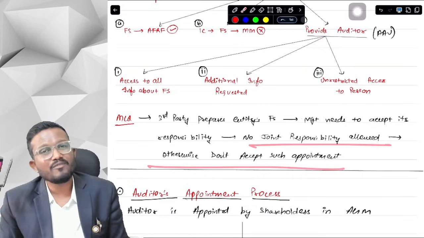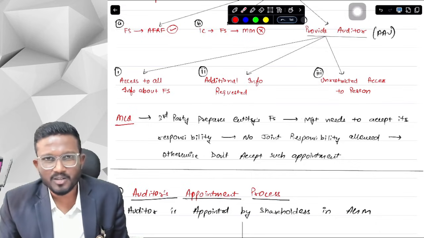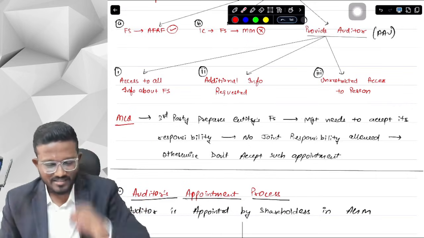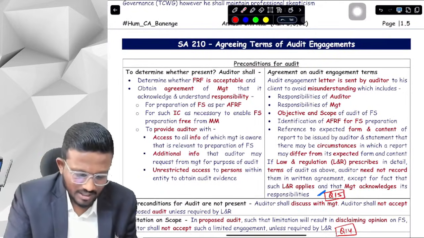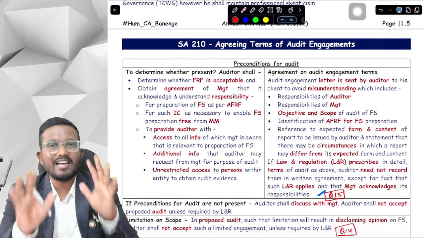Okay, yes sir. If the management doesn't agree to assume the primary responsibility, then I as an auditor will not accept the engagement. Let's discuss ISA 210. ISA 210 is about agreeing the terms of audit engagement. What are the terms that we need to agree in the audit engagement?